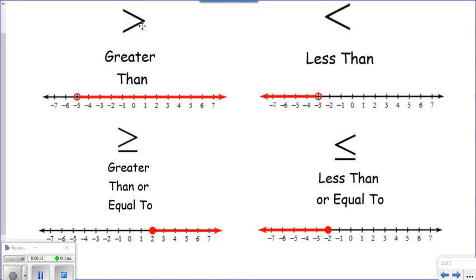Our symbol that opens to the left is read as greater than because whatever comes first is greater than whatever comes after that. Okay? So if we look at this inequality on the number line, we have all of the values here that are greater than -5, but we don't include anything that's equal to -5 because we have that open circle. So this inequality is x is greater than -5.